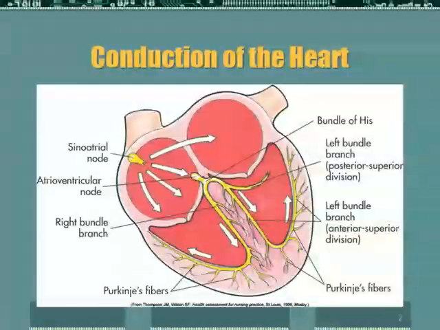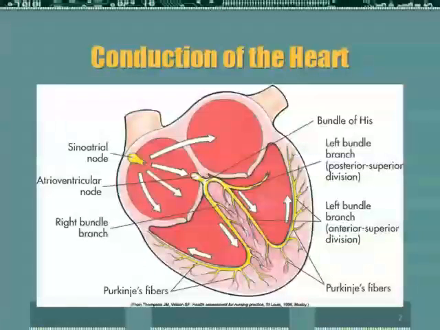What happens then is this impulse continues down this area to the Purkinje network, which is where the ventricular walls are activated and contracting simultaneously. So this is basically the process of conduction through the heart.